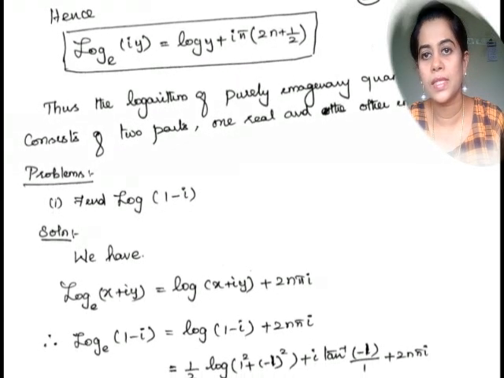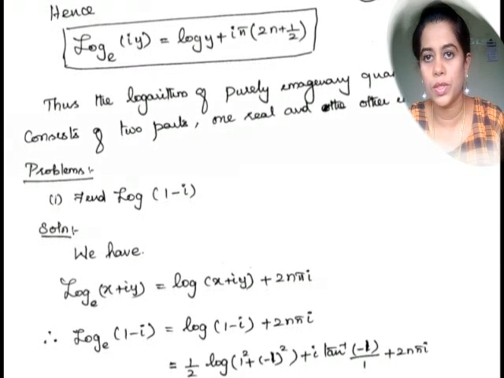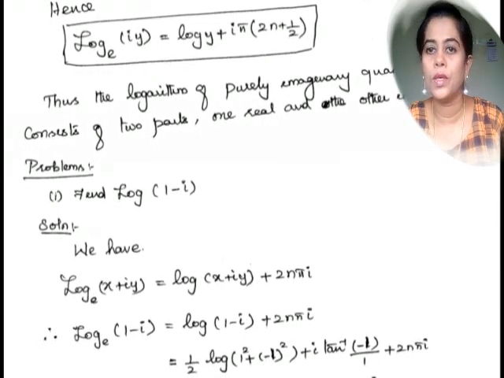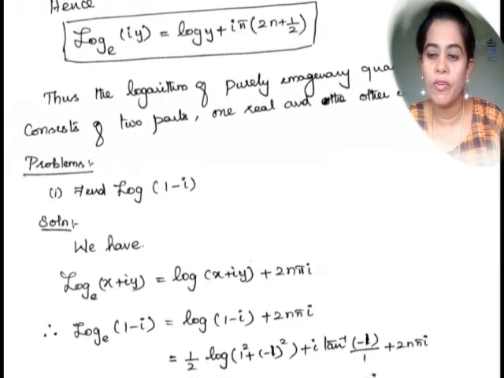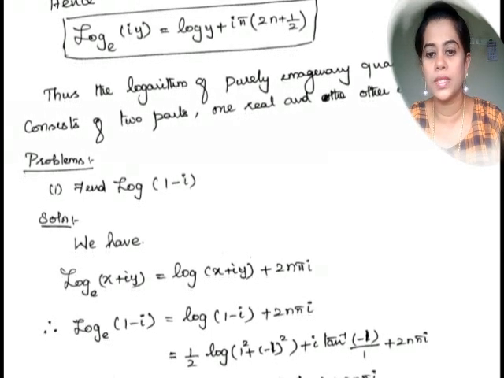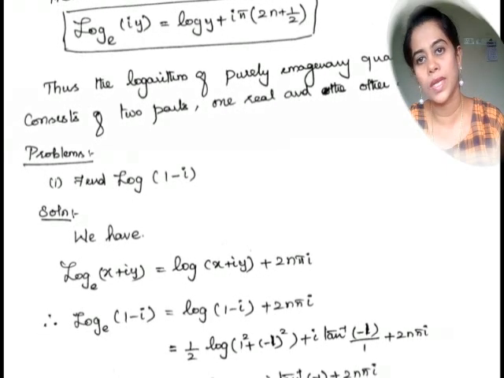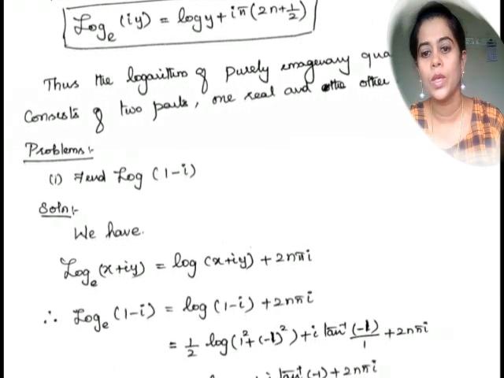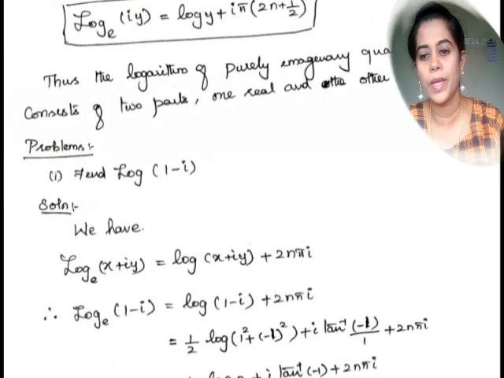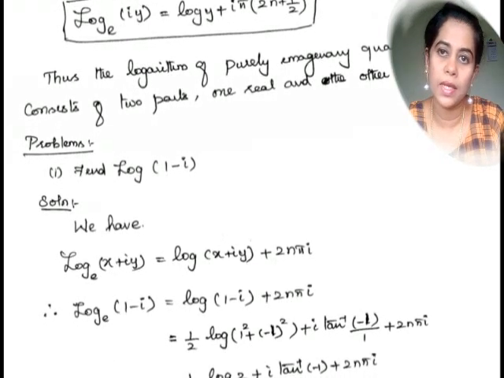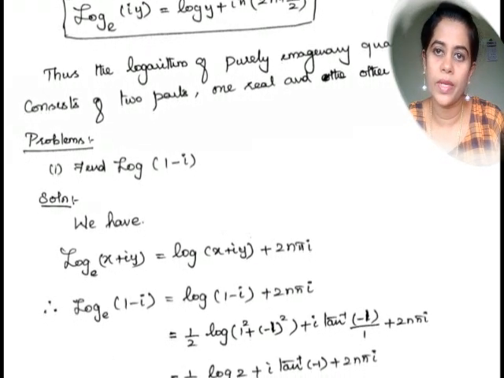For case 3 we are having x equal to 0, that is, the real part is 0. So the resultant says the logarithm of a purely imaginary quantity consists of two parts, one real and the other imaginary. That will be very clear.